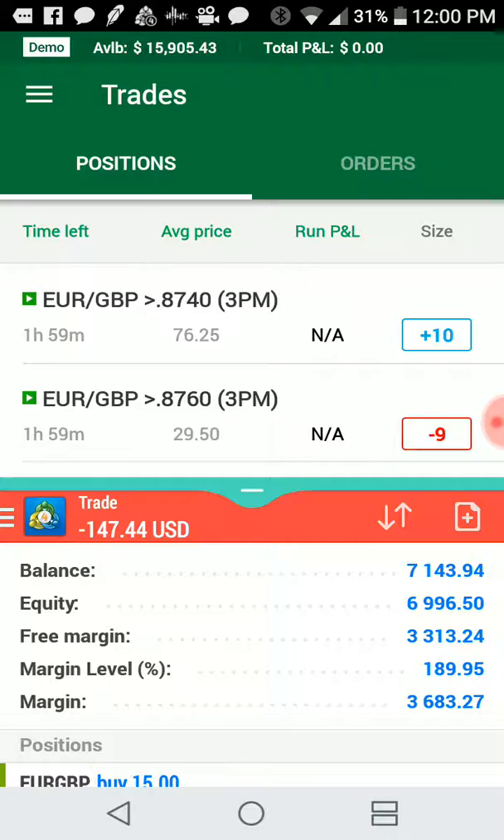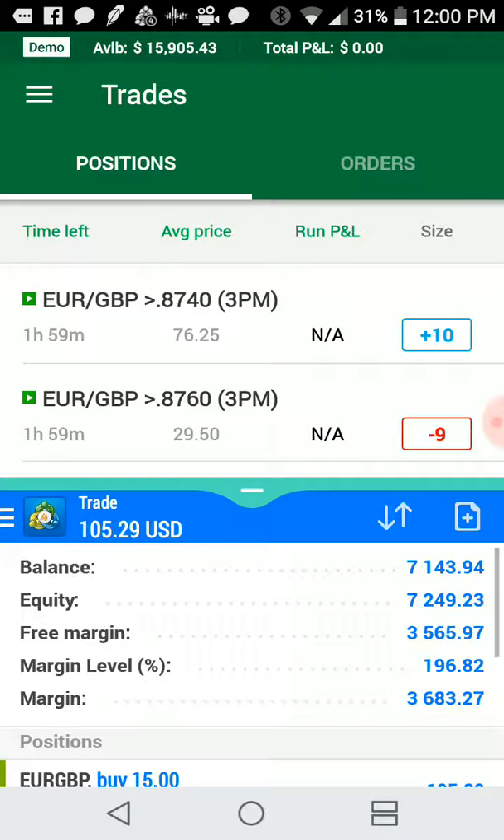Now, to have 13 lots, you need $3,683 in margin, but that gives us $210 per pip. So at that high rate of leverage, we only need to get 4 pips to cover the entire 10 contract position. In this case, what we did was we set the pips outside of the contract.